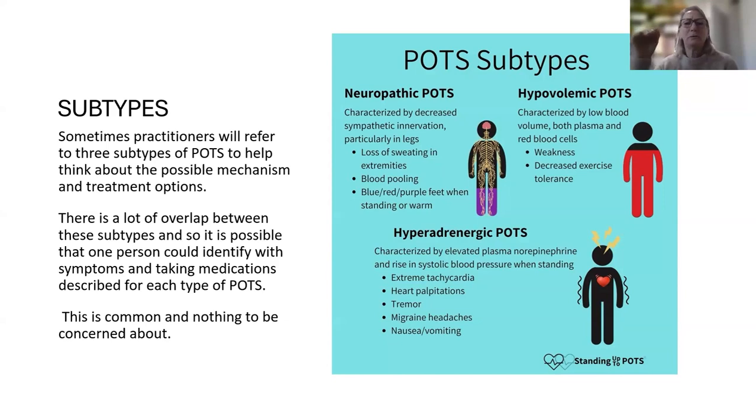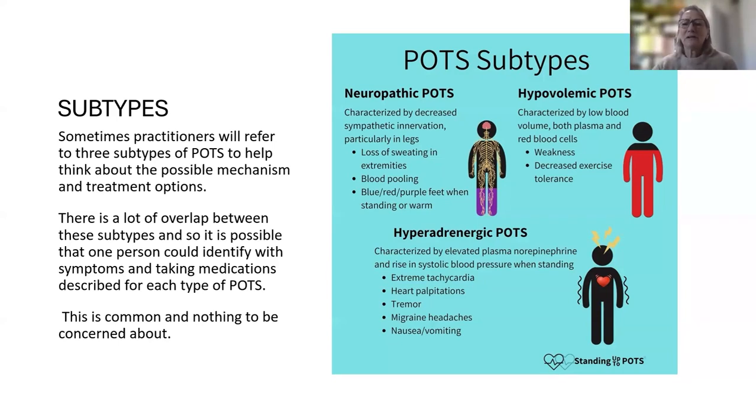So there's the neuropathic POTS, which really is about poor nervous system control of the blood vessels in your lower leg. So there's problems with that nerve control of the blood vessels, and you get a lot of blood pooling. People who have this are more likely to have blue, red, or purple feet when they're standing or when they're warm.